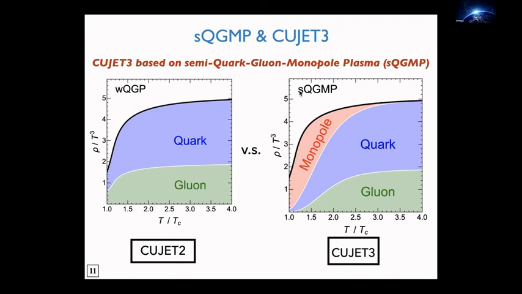Now for this strongly coupled or semi-QGMP, we have 3 components: quark, gluon, and monopole. At high temperature, it's dominated by quarks and gluons as usual. But when you go into the near-Tc region, the monopole component emerges and becomes important. So that's what goes into the CJET 3 medium.